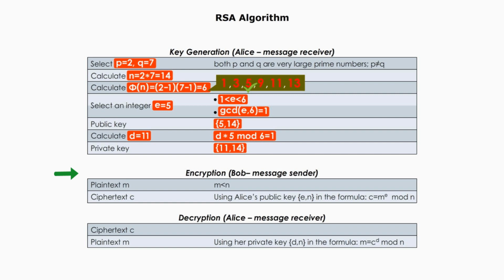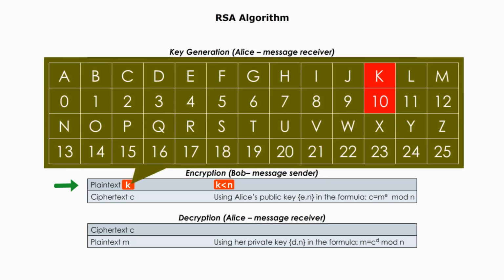Step 2, encryption by Bob, the message sender. Suppose Bob wants to send his message K to Alice. K is an alphabetic letter and is in plain text. To use the formula, we must convert K to a numeric value. For example, both Alice and Bob use this table to convert an alphabetic letter to its numeric value, or vice versa. Plain text K is converted to its numeric value, which is 10, and 10 is less than 14.